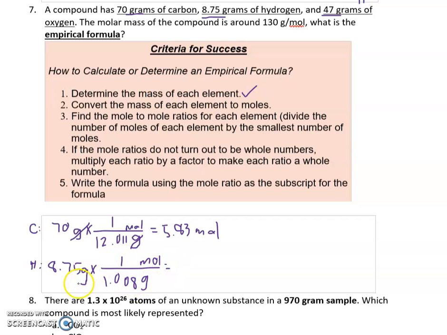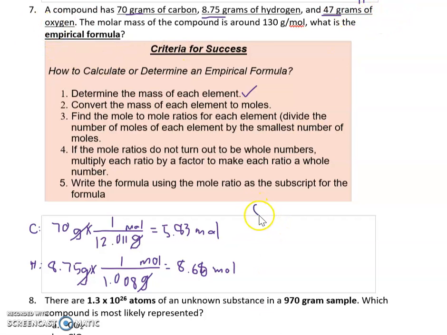Now I can solve it. I see that my grams cancel out. I'm only left with moles, which is what I wanted. And now I only have to do the math, which is dividing 8.75 by 1.008. And that is 8.68 moles. All right, so now I only have to do it for oxygen since it's the last element.